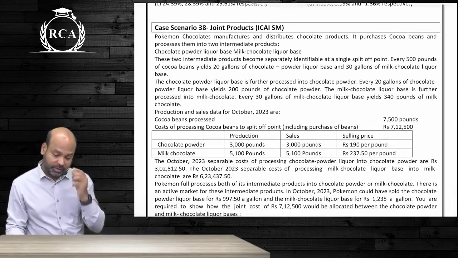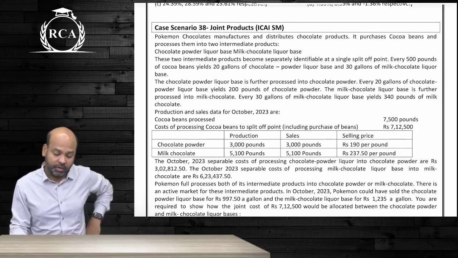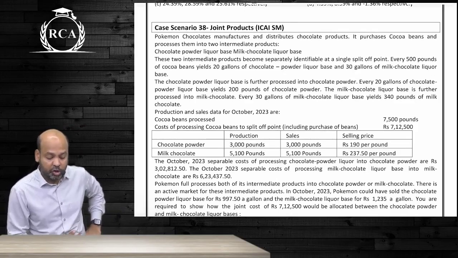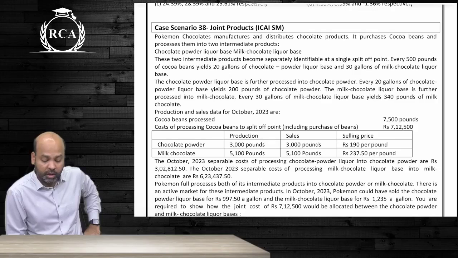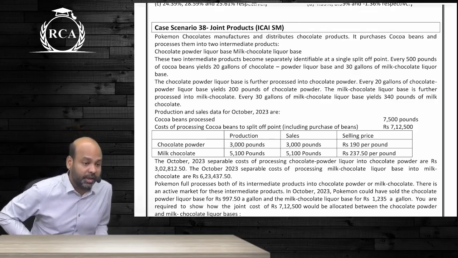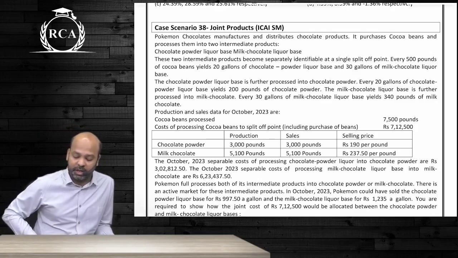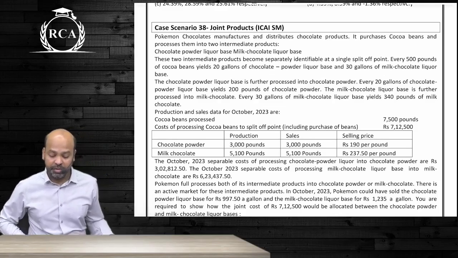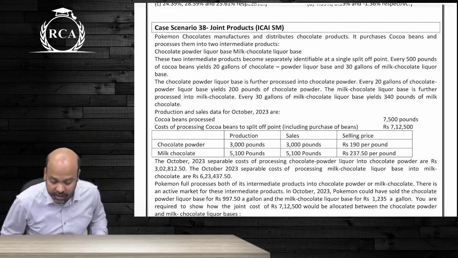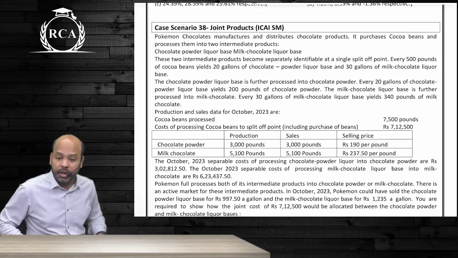Pokemon Chocolates manufactures and distributes chocolate products. It purchases cocoa beans and processes them into intermediate products: chocolate powder liquor base and milk chocolate liquor base. These two intermediate products become separately identifiable at a single split-off point. Every 500 pounds of beans will give us 20 gallons of chocolate powder liquor base and 30 gallons of milk chocolate liquor base. हाँ, input output ratio दिया हुआ है बेटा.